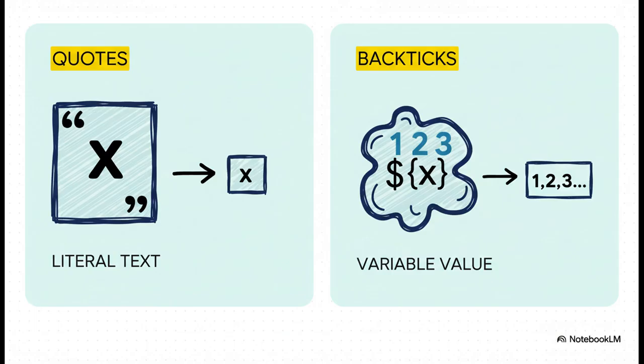Now, this next part is super important, especially if you're just starting out. See, standard quotes will print exactly what you type, the literal text. But backticks, when you pair them with that $ and curly braces, that tells the computer to look up the value of the variable. This tiny switch is the key to creating dynamic outputs.